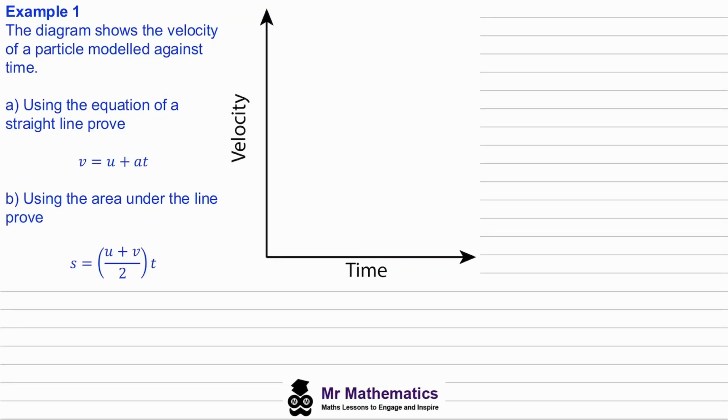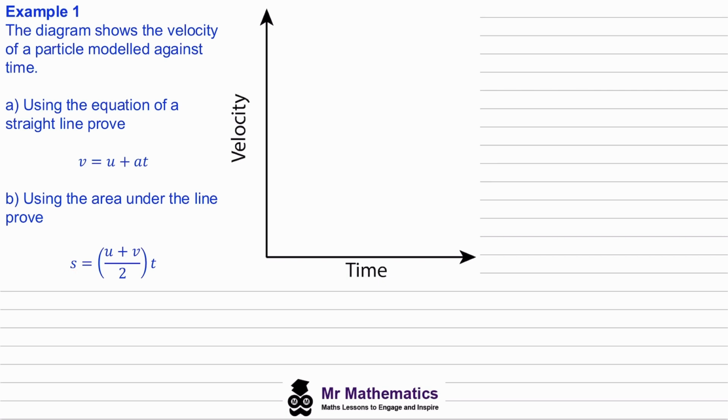Hi everybody. In this video, we're going to look at two equations of motion when we have a constant acceleration. This is v equals u plus at, where v is the final velocity, u is the initial velocity, a the acceleration, and t is time. And then we'll look at proving the displacement formulae, where s is displacement.